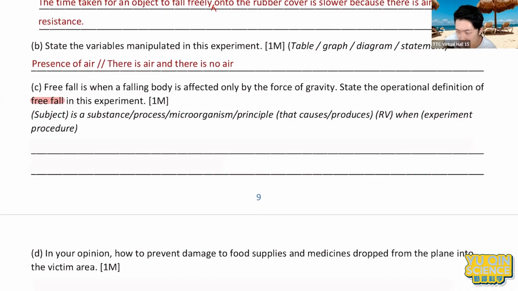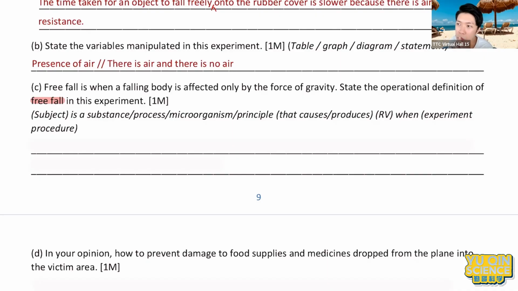Ladies and gentlemen, because when we say free fall means no air, like only affected by gravity, I encourage you to do the other side. The one without air. The one that drops faster.